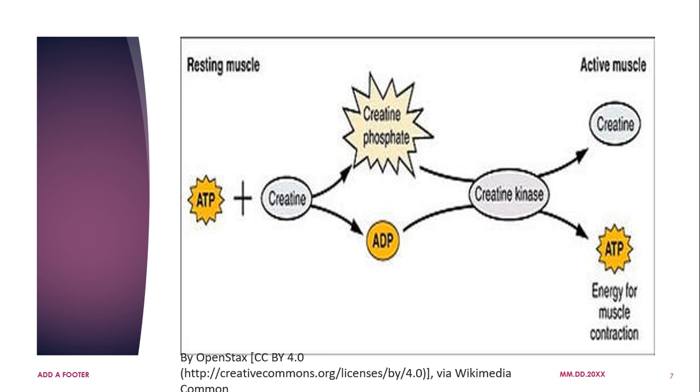And this is just a diagram of what it looks like as it goes through the chemical equations. And you can see ATP plus creatine, and then creatine creates creatine phosphate, and breaks it down into ADP, which combined together create creatine kinase, and that splits off into creatine and ATP, which is used for muscle contraction.